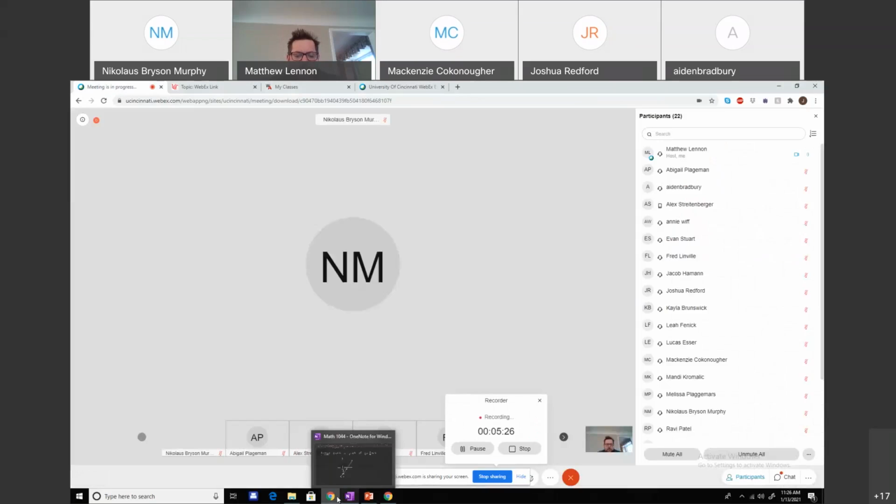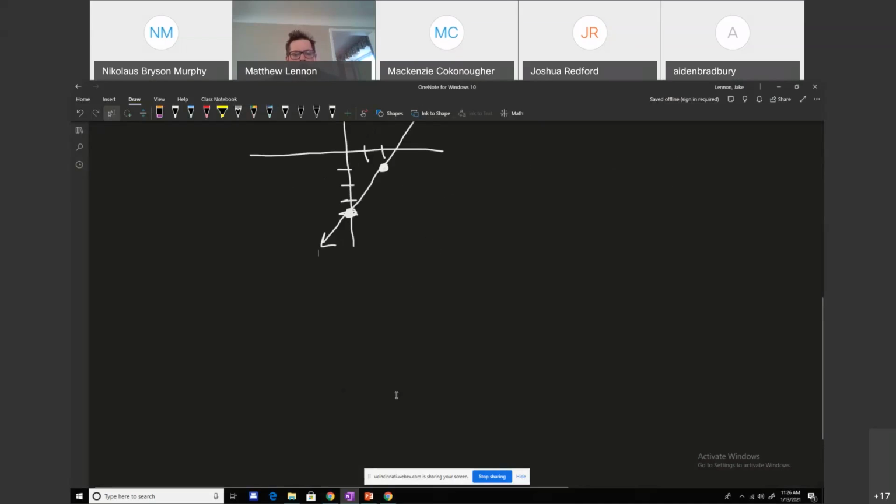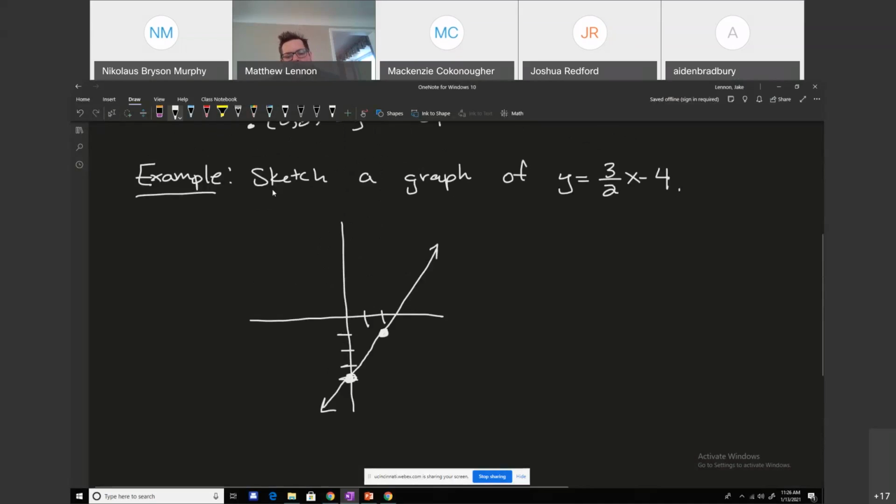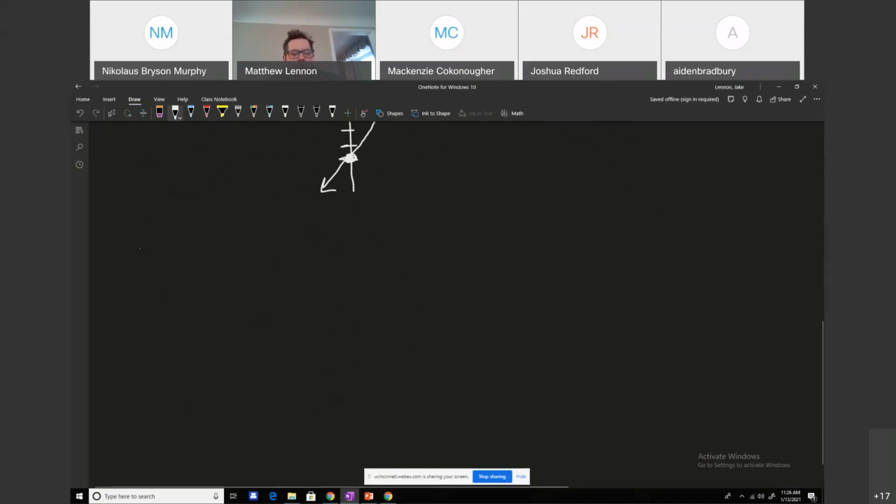Let's go back to, and obviously one thing that's going to happen when you graph something with a positive slope, it's moving up as we go from left to right. If you had a negative slope, it would be going downward. So maybe we'll call this part A. Let's do a part B where we graph something with a negative slope. Let's say sketch a graph of y equals minus 3x plus 7.